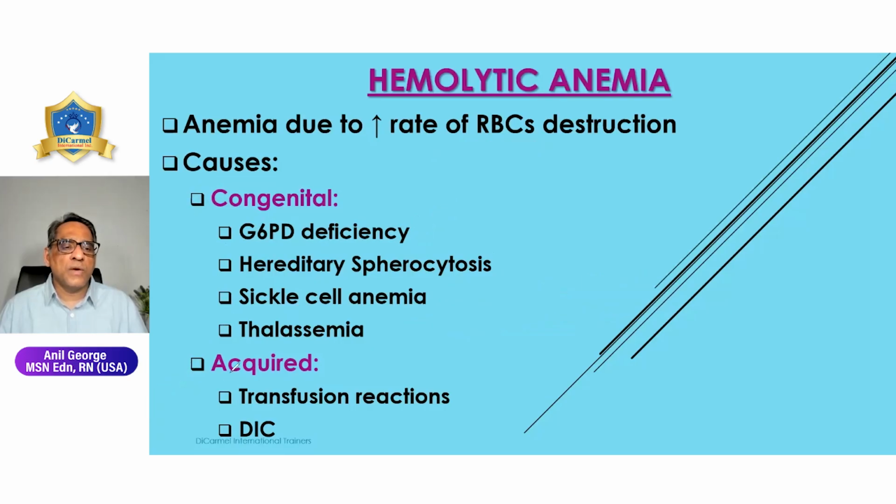And then also acute reasons like a transfusion reaction. We already heard about mismatching blood, right? ABO incompatibility, RH incompatibility, all those can cause transfusion reactions. DIC, these all could be acute reasons. So let's look further into more details on this.